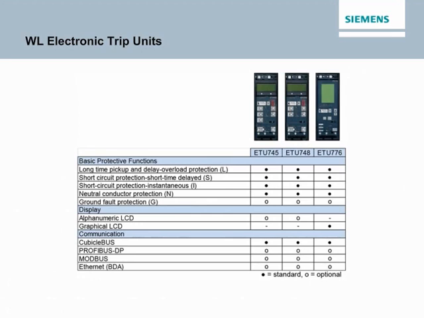Dual parameter sets is a feature of ETU 776 trip units that simplifies adapting the system to rapid changes, such as when power is switched between utility power and a generator. Switching between parameter sets can be done quickly and, if desired, remotely.